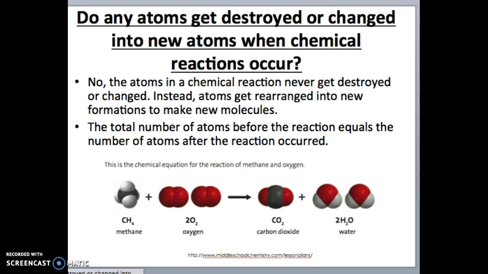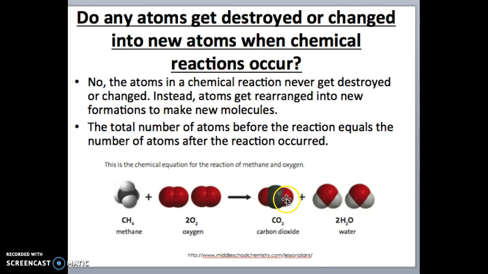Okay, now here's an interesting question. So you might be wondering, okay, if these chemical reactions are happening, can't any of these atoms get destroyed or get lost in the chemical reaction? And the answer is no. In a chemical reaction, the atoms never get destroyed. You can't ever destroy an atom or change the atom into some other atom. That just doesn't happen during a chemical reaction. Instead, what happens is these atoms kind of get moved around into new locations to make new products.